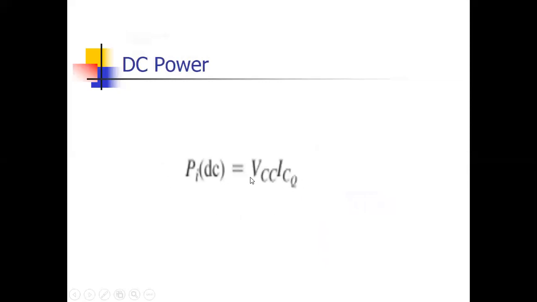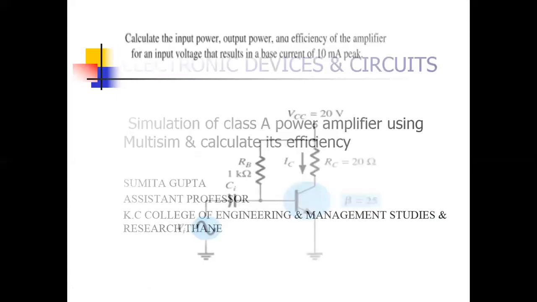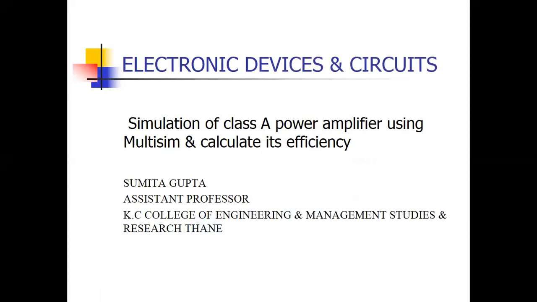Next, we have to calculate the DC power. DC power is VCC into ICQ. VCC given in the question is 20, but we have to calculate the value of ICQ from the simulation. When we have this value, then we will calculate the efficiency by output power divided by input power. Okay, so let's start the simulation of the circuit by Multisim software.